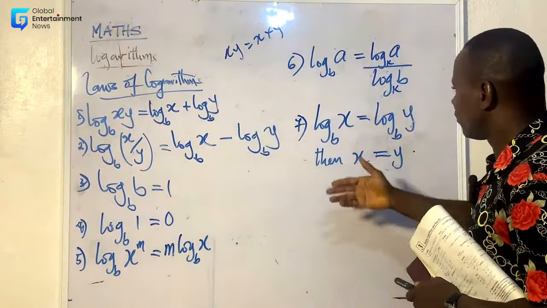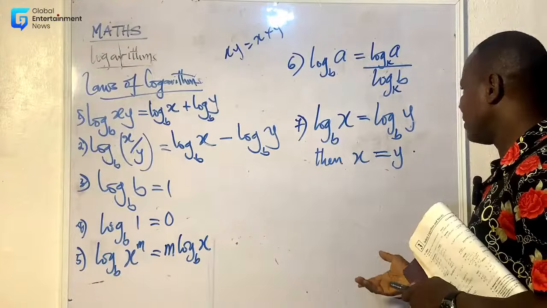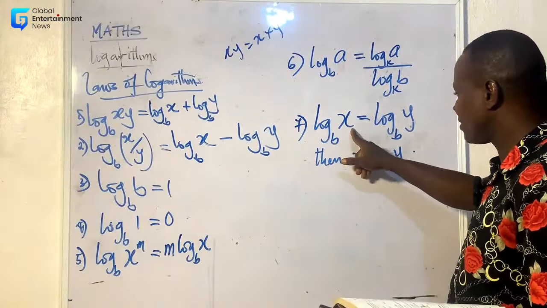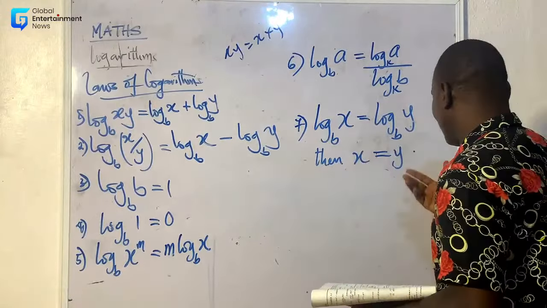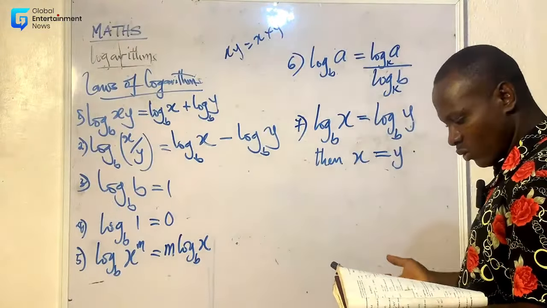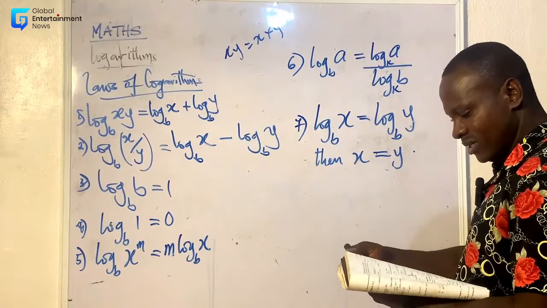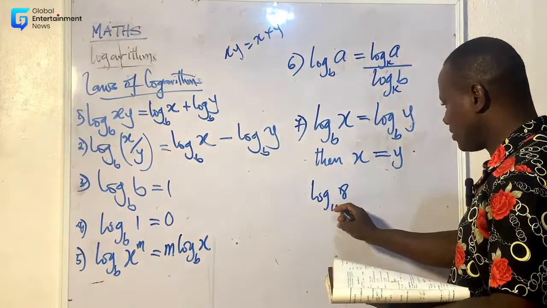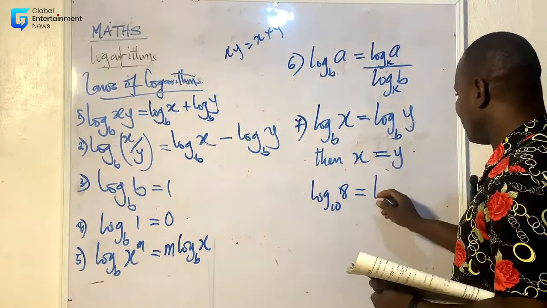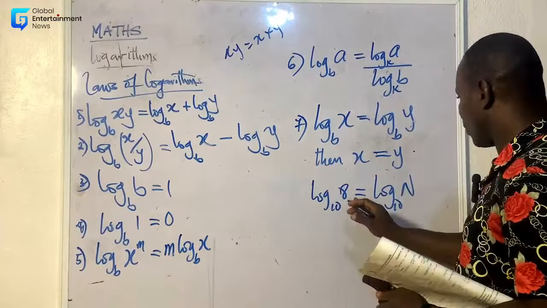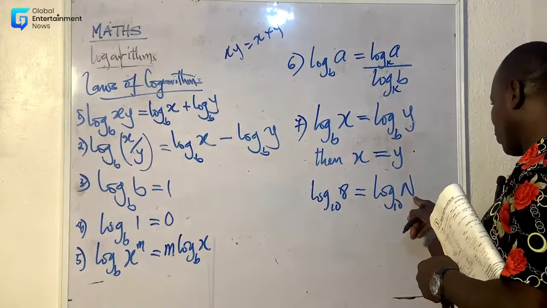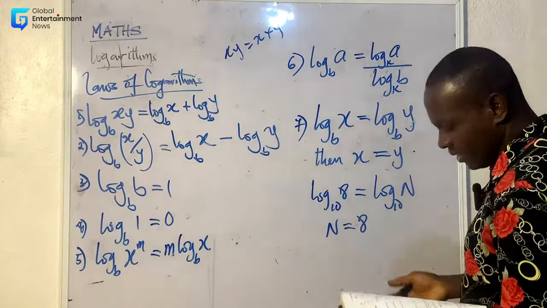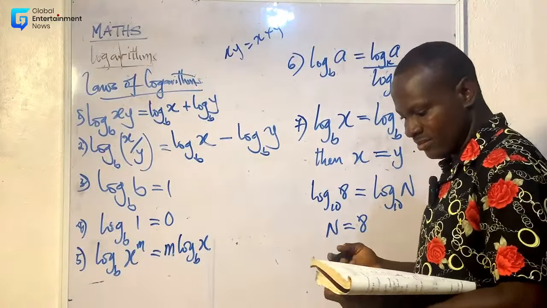And the next one: when you have log x base b equal to log y base b, definitely, if I have something like log 8 base 10 equal to log n base 10, what am I saying? It means that 8 is equal to n. That means n is equal to 8 because of the same base. Remember, the same base.